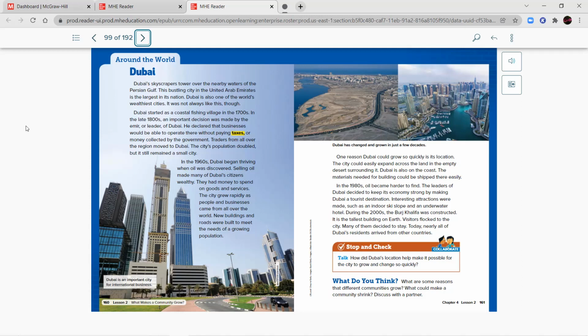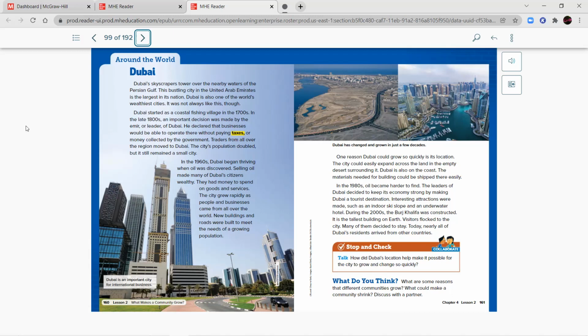In the 1960s, Dubai began thriving when oil was discovered. Selling oil made many of Dubai's citizens wealthy. They had money to spend on goods and services. The city grew rapidly, and people and businesses came from all over the world. New buildings and roads were built to meet the needs of the growing population.